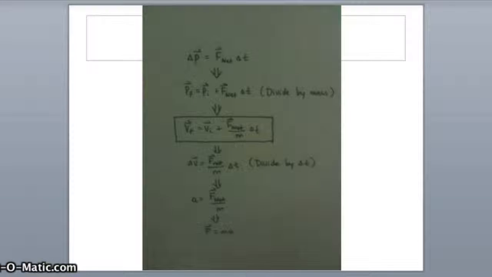As you can see in the picture here, the change in momentum is equal to the net force times delta t, and once you divide this by the mass, you get Newton's second law, which is the final velocity equal to the initial velocity plus the net force divided by mass times delta t. If you want to simplify it even further, divide by delta t, and you get what many of us know as the net force equal to mass times acceleration. At constant velocity, acceleration equals 0, so by substituting acceleration into the formula, the net force is equal to ma, mass times acceleration. The net force is also equal to 0, implying constant velocity because final velocity is equal to initial velocity.